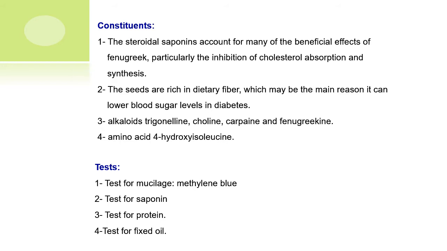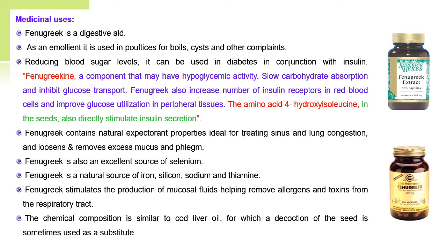Chemical tests for the fenugreek: testing the mucilage, neutral mucilage, by addition of methylene blue, which gives blue color. Froth test for detection of saponin. Test for protein by addition of Millon's reagent. Test for fixed oil by addition of Sudan III giving red color.